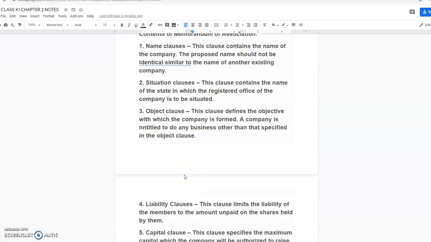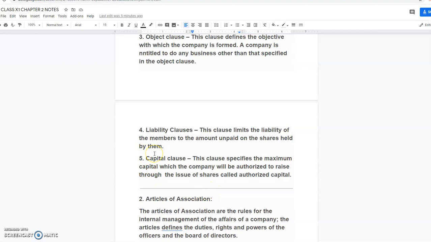Next we come to the object clause. This clause defines the objective. Any business is created with some objective. What is to be made? For example, the company is going to manufacture cosmetic products. So what is the main objective? Manufacturing of cosmetic products. This should be mentioned in the object clause. Then we come to the liability clause. This clause limits the liability of the members to the amount unpaid on the shares held by them.